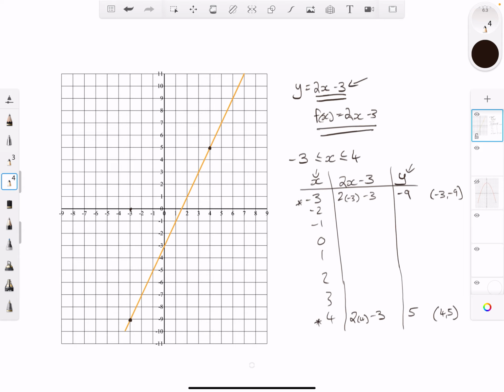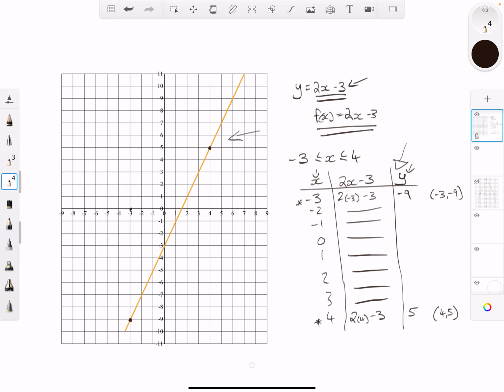And you won't have to do all of this. You won't have to do every single one. So that's how to get through the linear ones quickly. And you won't lose marks, because you don't get the marks for doing this per se. You get the marks for drawing the graph, for getting this correct.